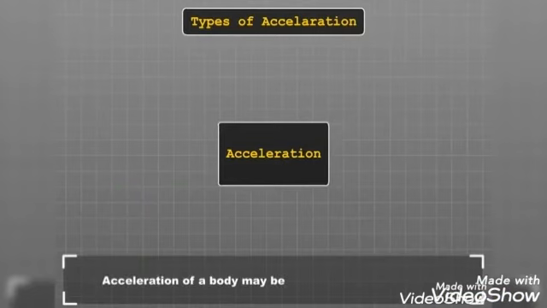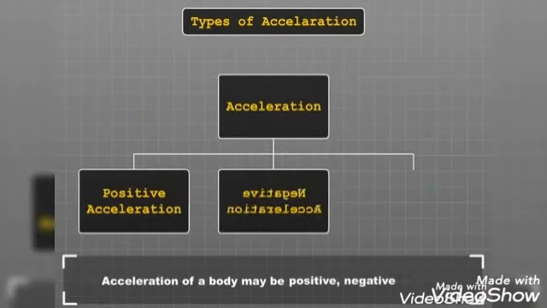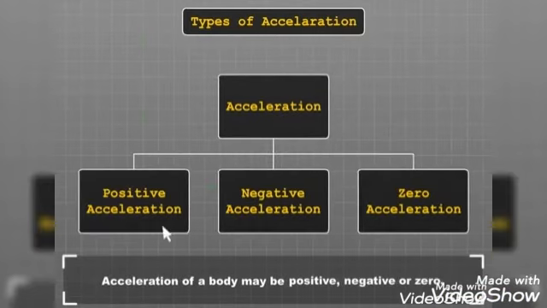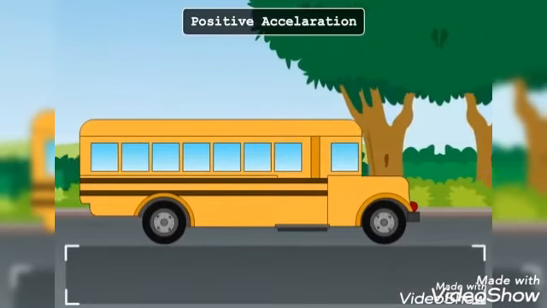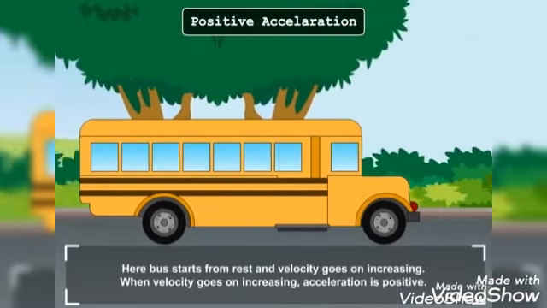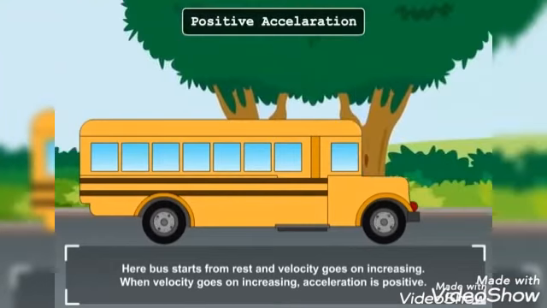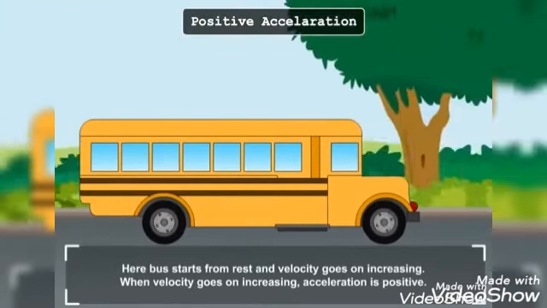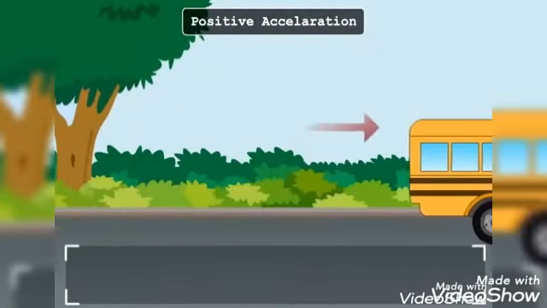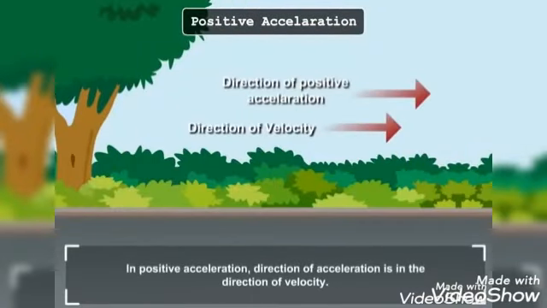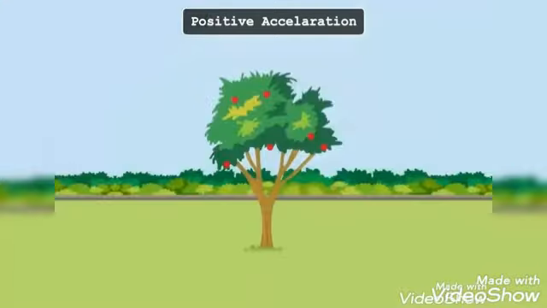Types of acceleration. Acceleration of a body may be positive, negative or zero. First, positive acceleration. Here, a bus starts from rest and velocity goes on increasing. When velocity goes on increasing, acceleration is positive. In positive acceleration, direction of acceleration is in the direction of velocity.